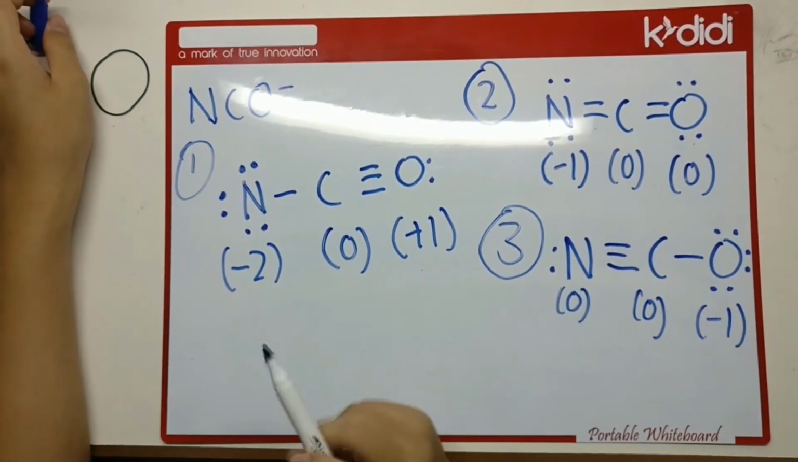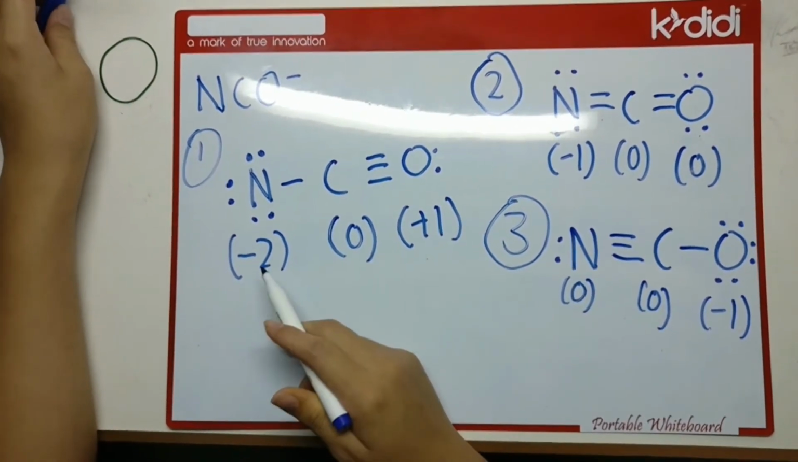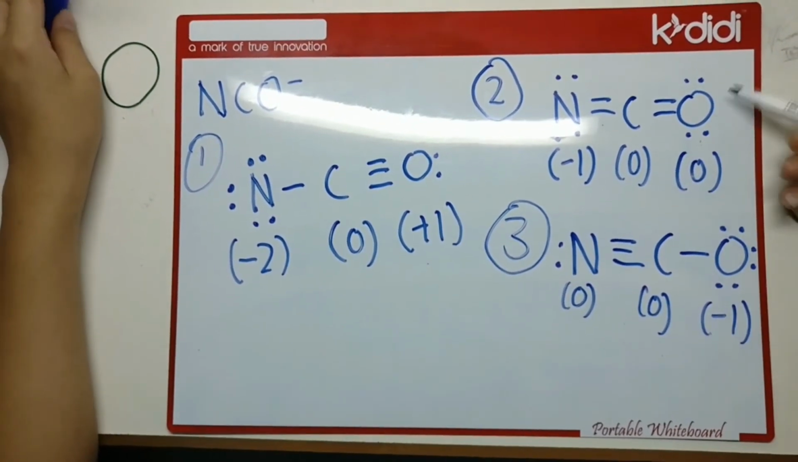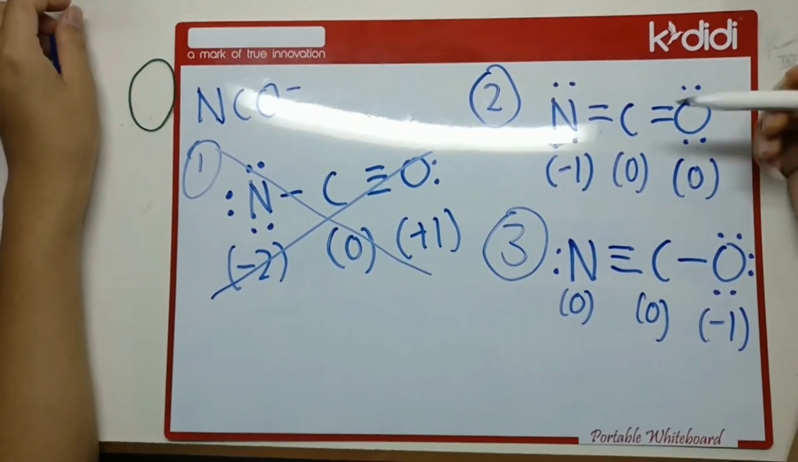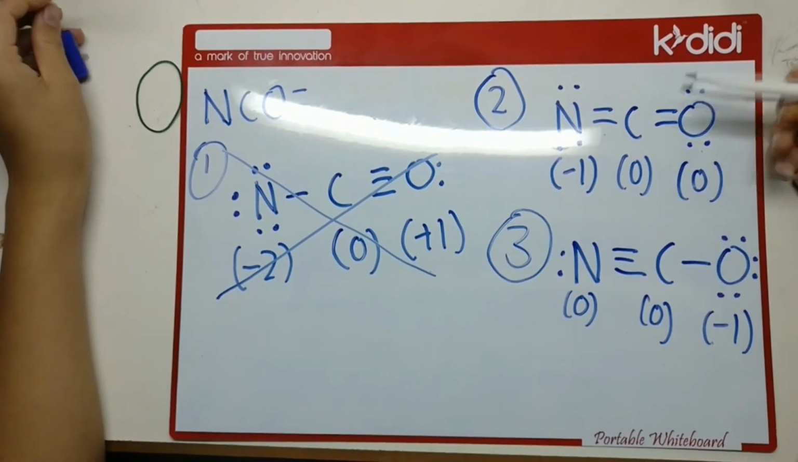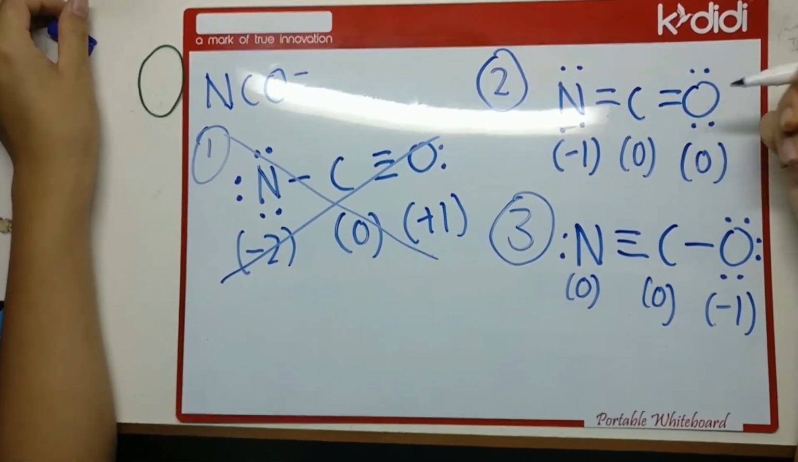Since this one has a formal charge of -2, it's not close to 0 compared to these two. So this one is out of the picture. As for these two, it's quite close. So let's consider the second and the third factor.